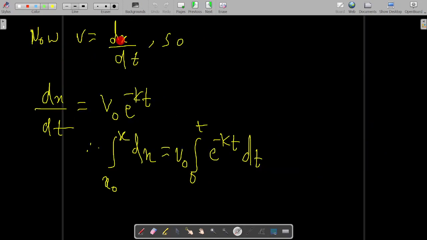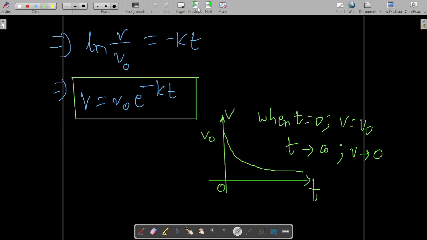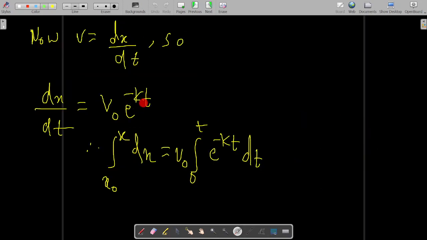Now v equal to dx by dt. So what will happen? For velocity equal to the rate of change of displacement, dx by dt will come in this place. Then v naught e to the power minus kt. Then this dt will go in the right hand side, right?